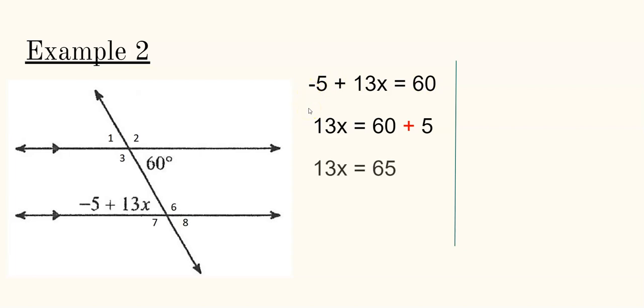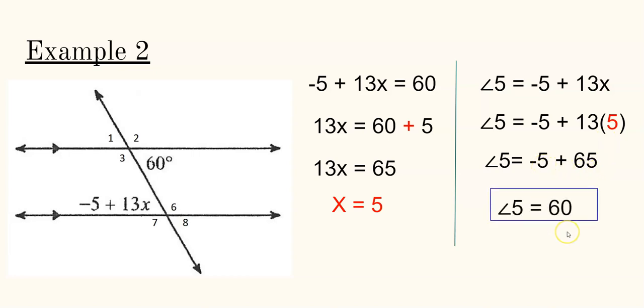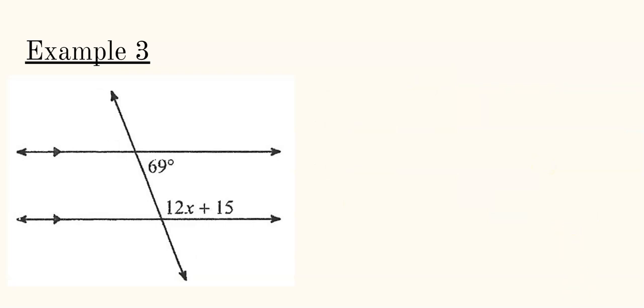If we simplify that, 13x is equal to 65. And then we need to isolate x by itself, so we're going to divide the 13 out on both sides, and x is equal to 5. Now if I substitute this 5 back into this equation for angle 5, I should get 60. So let's go ahead and see if it comes out to that. I have negative 5 plus 13x. If I substitute my 5 from here into here, we're going to get 13 times 5 is equal to 65. And then if we add 65 to the negative 5, we're going to get 60. So that works. Okay, example 3.